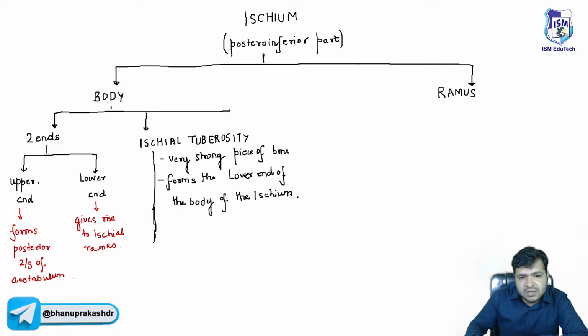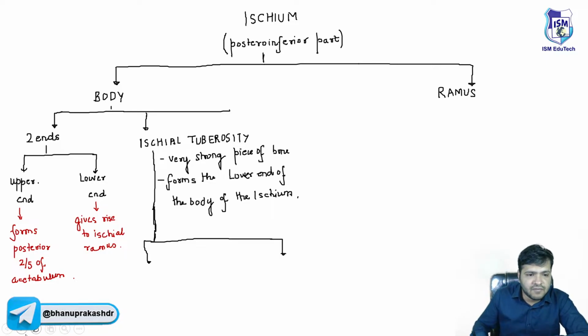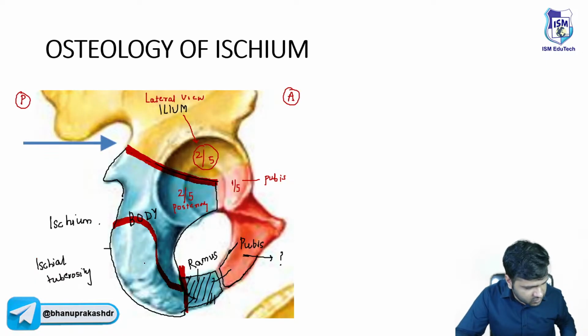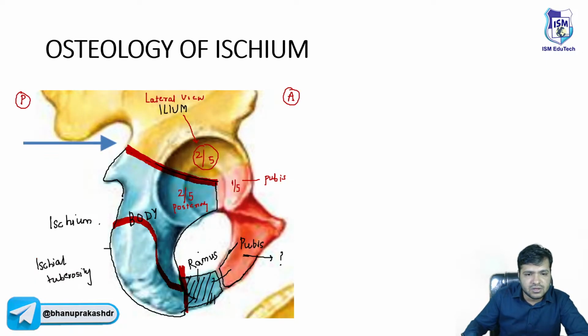Remember, this ischial tuberosity is divided by a transverse ridge. Now, when I say transverse ridge, it clearly means that I'm talking about the transverse line. So if you can see over here beta, in this particular picture, you can see it.